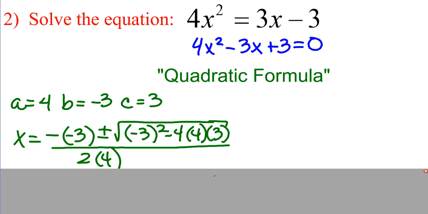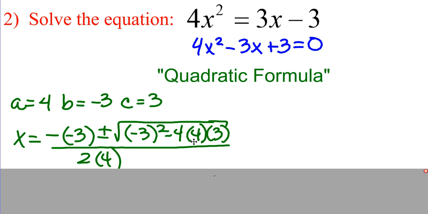Now we just have to do the order of operations. So the opposite of a negative is going to be a positive. I'll have a +3 here. If I go to my denominator, 2 times 4, I'll have an 8 there. Inside my radical, -3 squared. Now remember, that means -3 times -3, that would be a +9 right here.